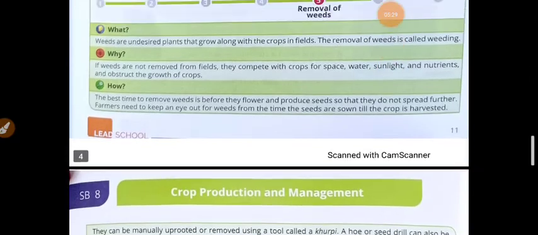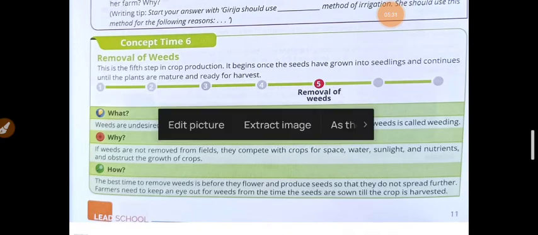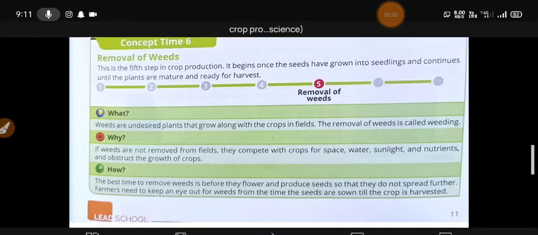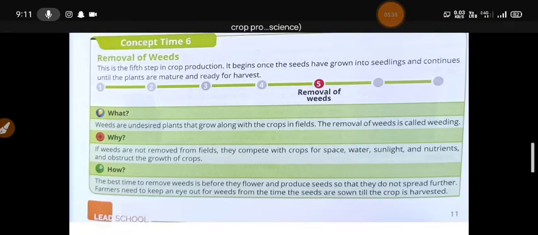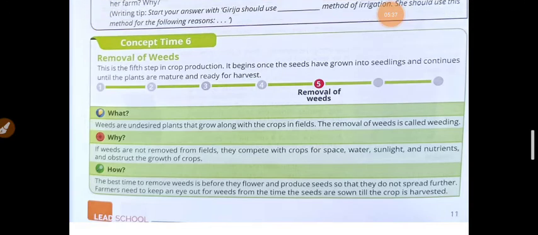Now concept time number 6, which is removal of weeds. The fifth step in the crop production, it begins once the seeds have grown into seedlings and continues until the plants are mature and ready for the harvest.